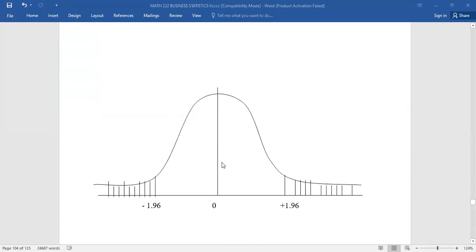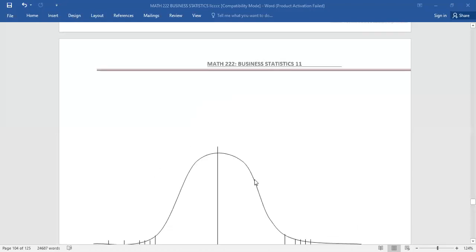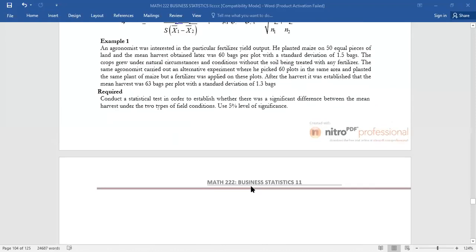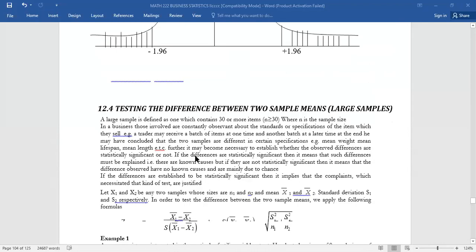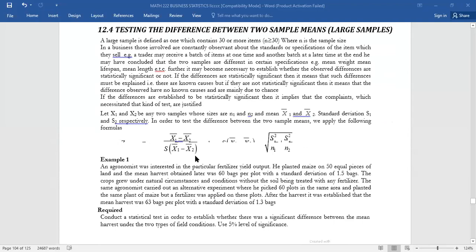In other words, we are trying to tell whether mean 1 is equal to mean 2. If it is, our data will be lying in the normal distribution. If it is not, it will be lying in the rejection zone. Do you remember the sign for mu? The inverted U. Do you remember it?